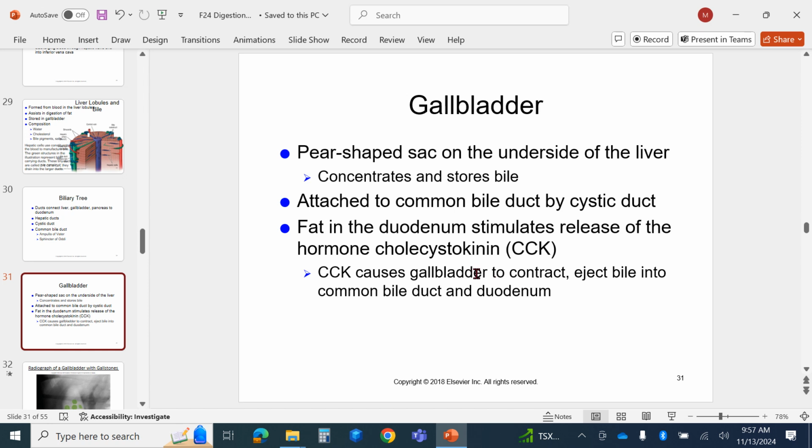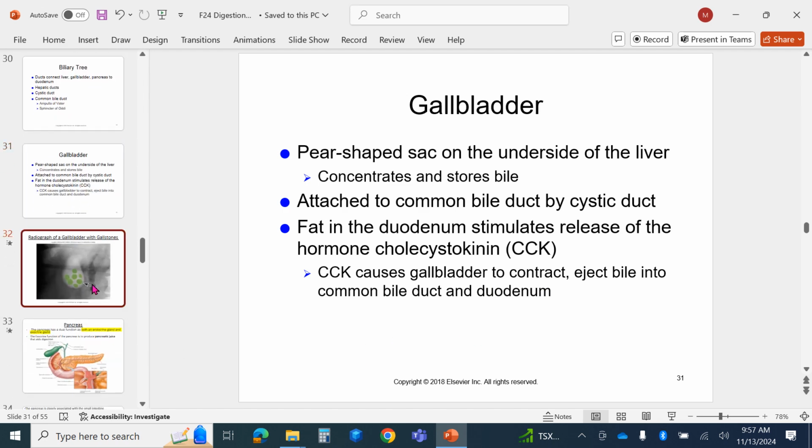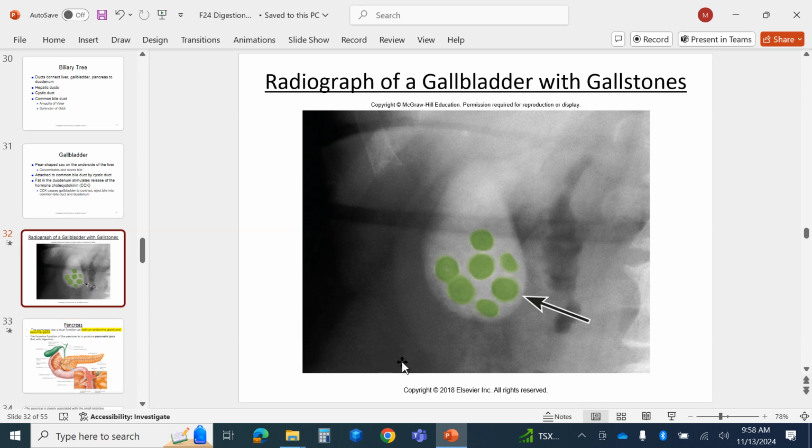The gallbladder is a pear-shaped sac on the underside of the liver that concentrates and stores bile, attached to what we call the common bile duct or cystic duct. Fat in the duodenum stimulates the release of the hormone CCK, cholecystokinin, which causes the gallbladder to contract and eject bile into the common bile duct and to the duodenum. We'll show you that in a little bit.